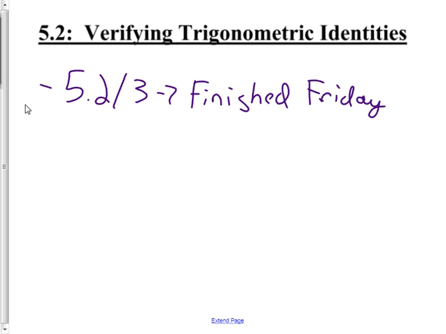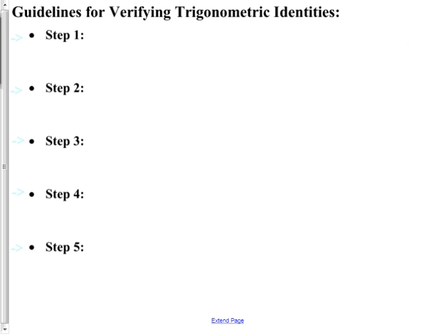Today's lesson is covering 5.2, verifying trig identities. 5.2.3 is also the agenda for Friday, so we will only finish about 4 problems in this video. Guidelines for verifying trig identities are as follows.